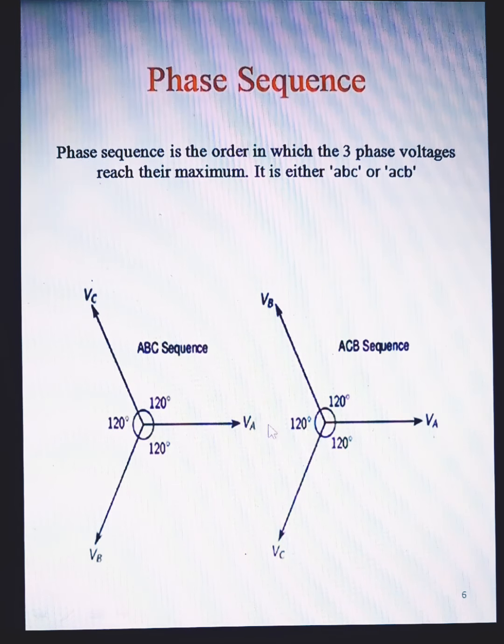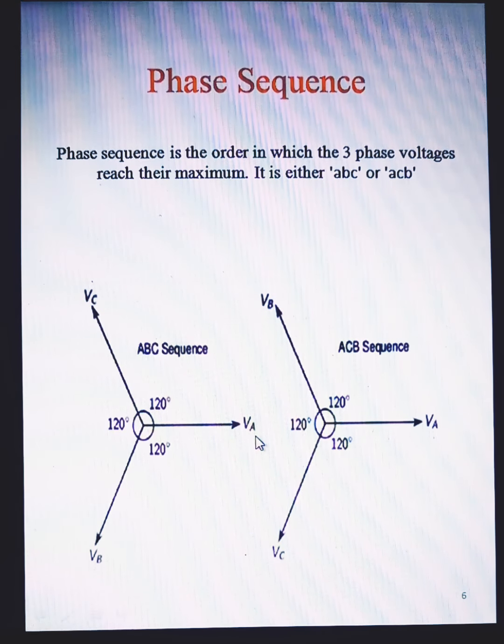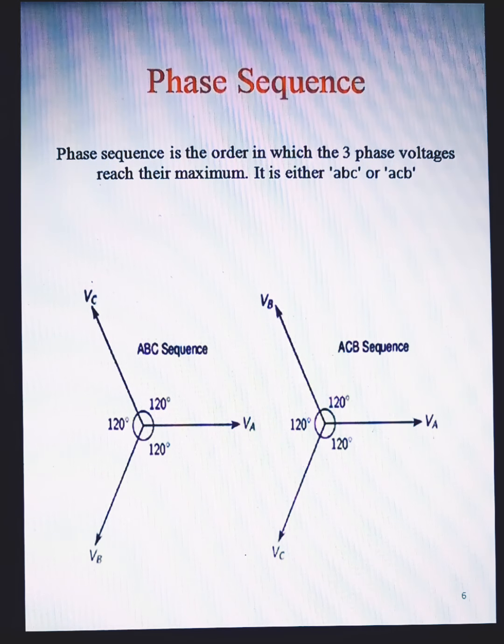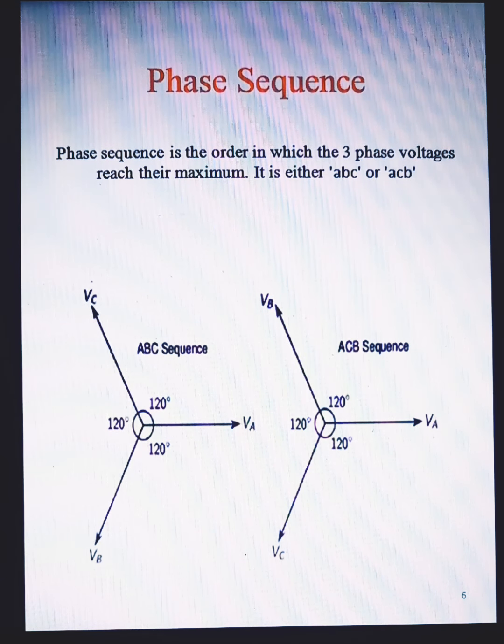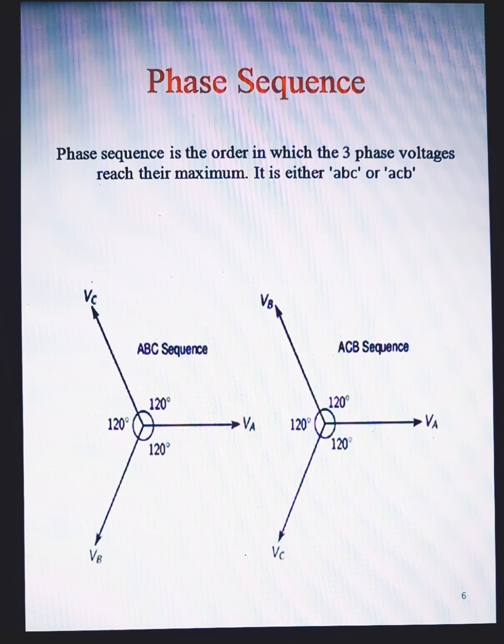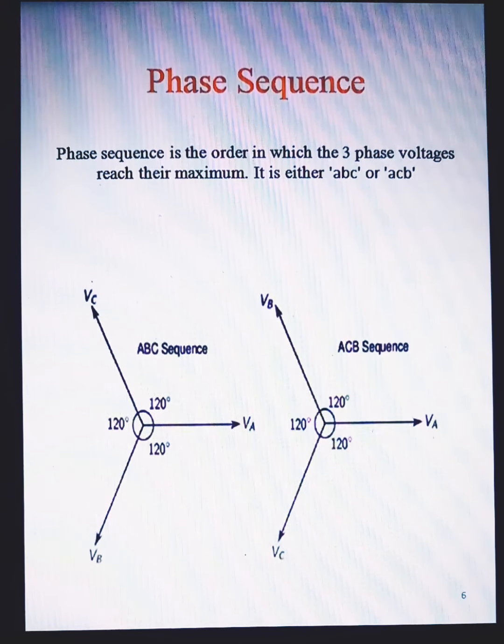This phase sequence has lot of importance in three-phase circuits. For example, in three-phase induction motor, if phase sequence is changed, then the direction of current flow will reverse and also the direction of rotation changes. If it is initially rotating in clockwise direction, once the phase sequence is changed, it starts to rotate in an anti-clockwise direction.